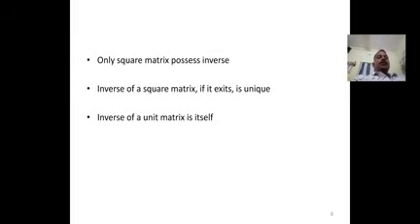Only a square matrix possesses an inverse matrix. The inverse of a square matrix, if it exists, is unique. The inverse of a unit matrix is itself.